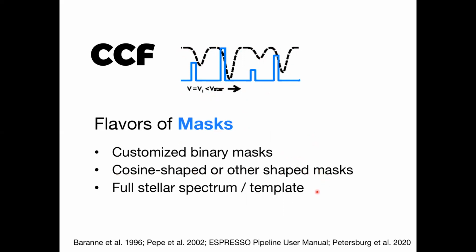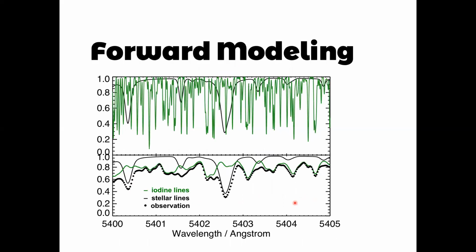And if you want to go one step further, you can even use a full stellar spectrum, or what we commonly call a template, right? So now you're correlating a spectrum with a spectrum. This is pretty much stepping into forward modeling. So, okay, what is forward modeling?